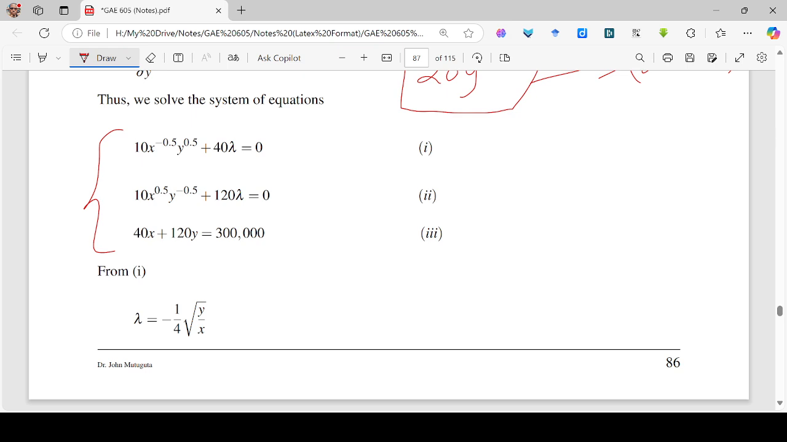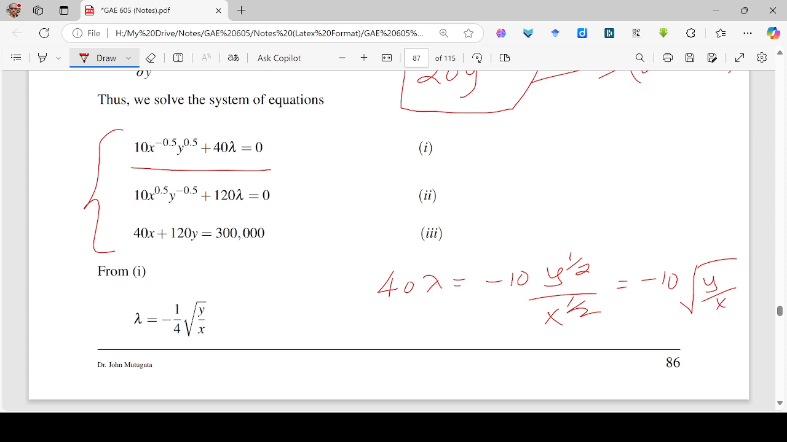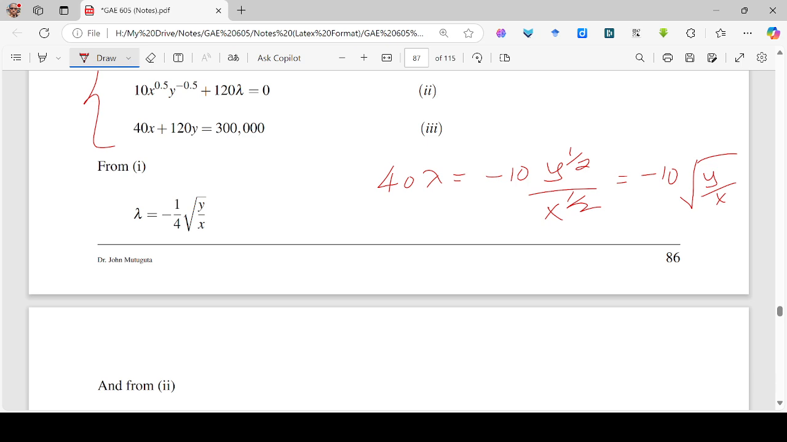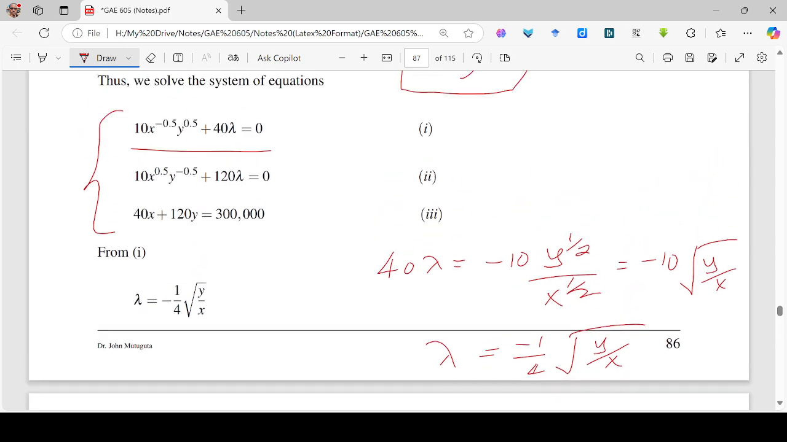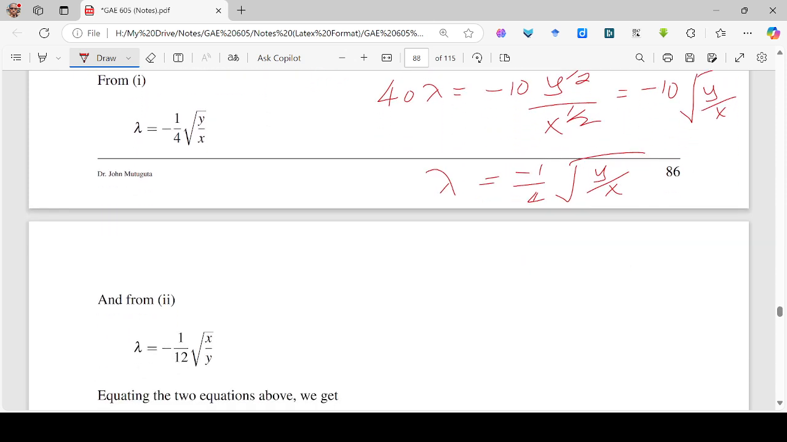So from the first equation here, we can make lambda the subject, to get minus 1 over 4. See that we can get 40 lambda is equal to minus 10 y raised to power half divided by x raised to power half. Or even this is minus 10 times the square root of y over x. Then we divide through by 40 so that we get lambda is equal to 1 over 4 negative times the square root of y over x. Similarly, from the second equation here, we can make lambda the subject to get minus 1 over 10 the square root of x over y.